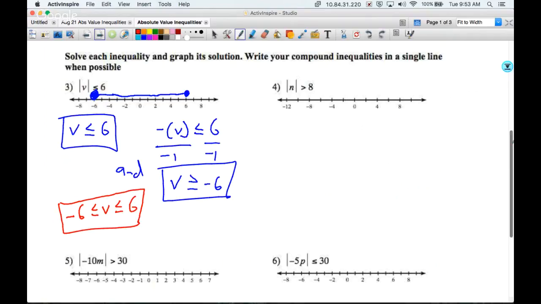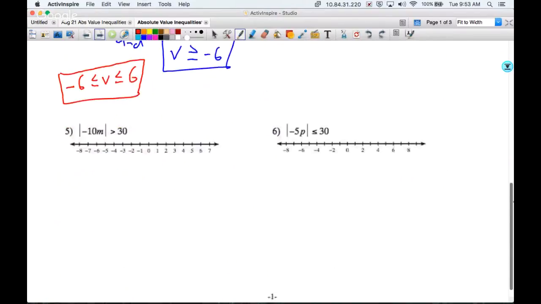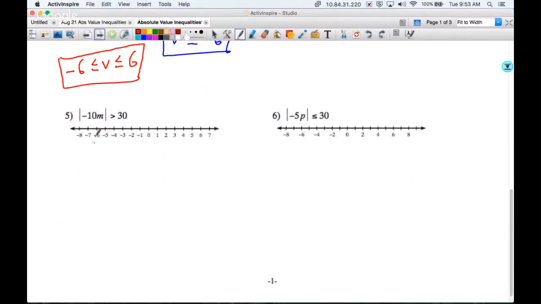All right, skipping forward, let's look for one with a greater than symbol. Number 5. So absolute value is isolated. Time to split it into the two scenarios. First scenario, -10m greater than 30. So we're saying this value is positive. Absolute value brackets didn't have a job to do. Other situation, we replace the absolute value brackets with the negative parentheses, greater than 30. And we solve from there.